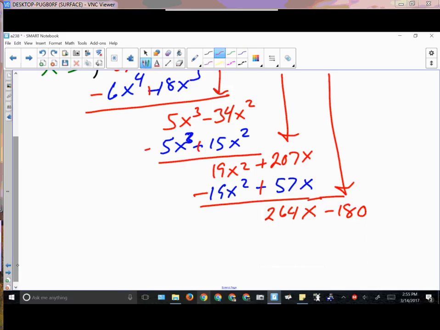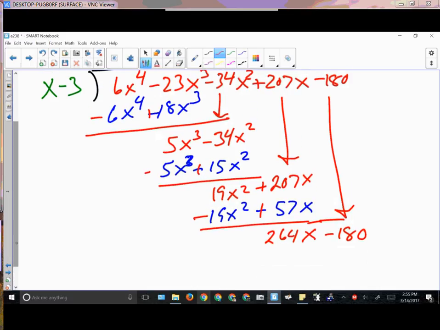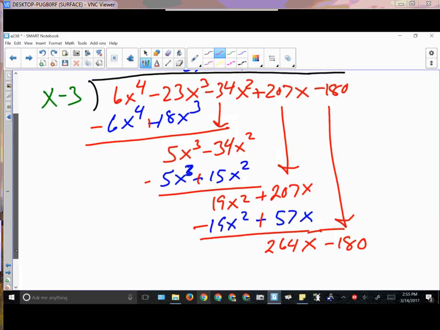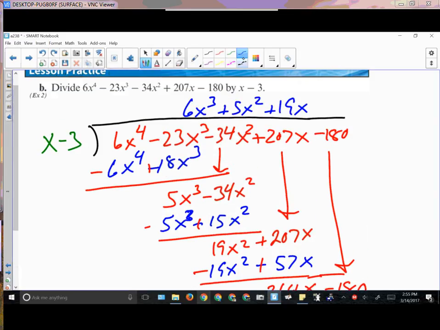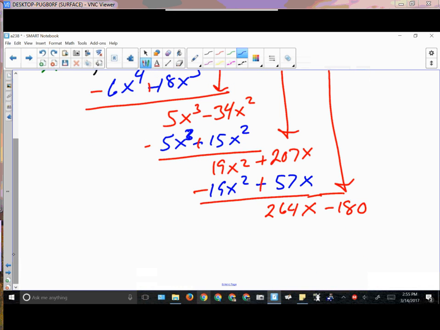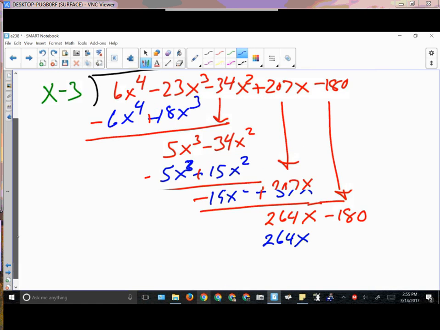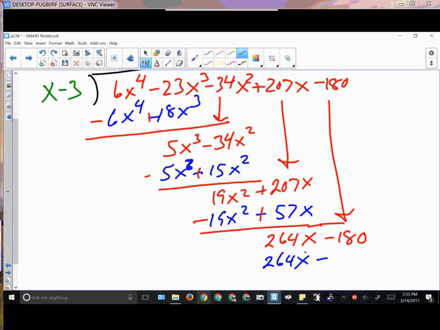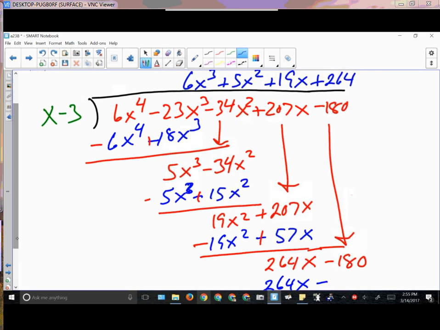So what do I got to multiply x by to get to 264? That would end up being just plus 264. So 264 times x goes to 264x. And minus and a plus, so it's going to be negative. And again, calculator, 264 times 3, so we end up with 792.